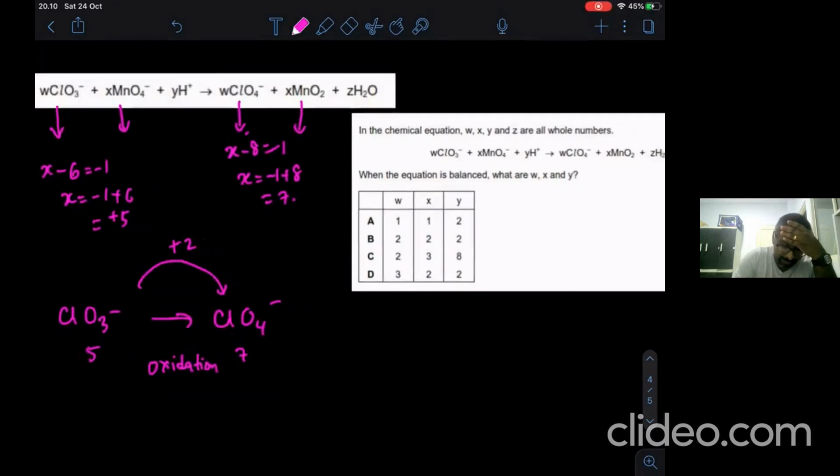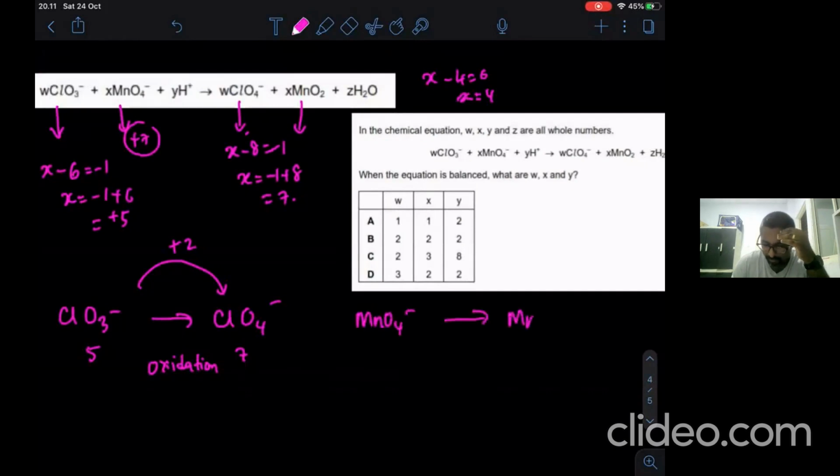So for this one, I know it's 7 for Mn, you can calculate. And then for this one, x minus 4 equals to 0, x equals to 4. So I will get MnO4 minus changing into MnO2. So the oxidation number is plus 7 to become 4. And I can see that it's going to be decreased by 3 units. And I know that this is going to be reduction.